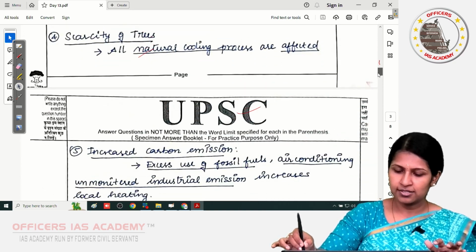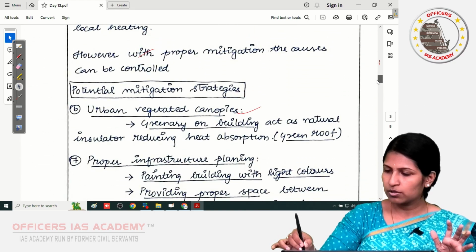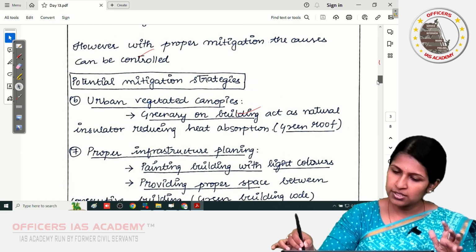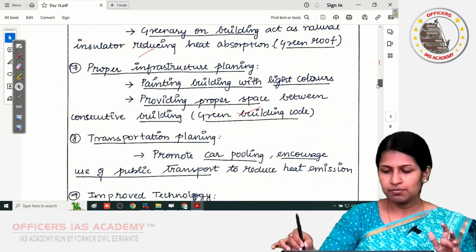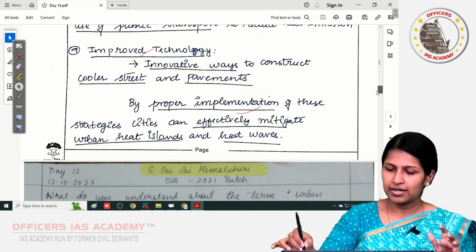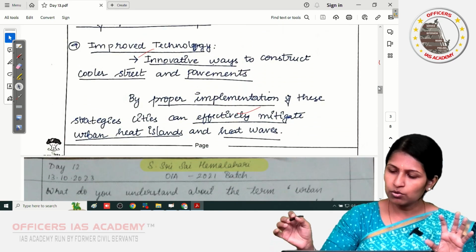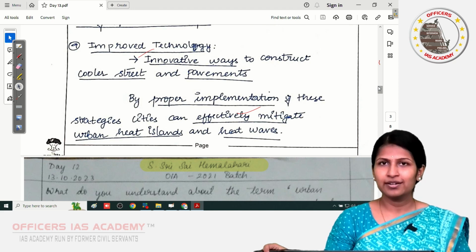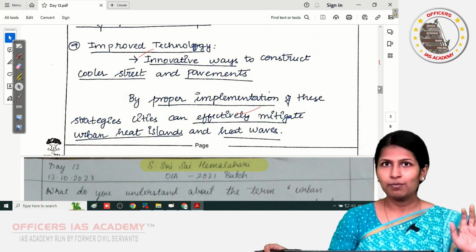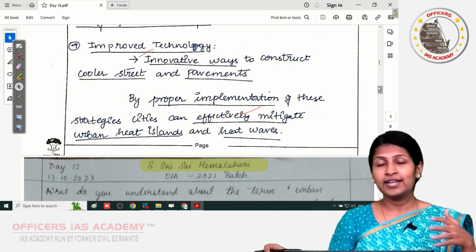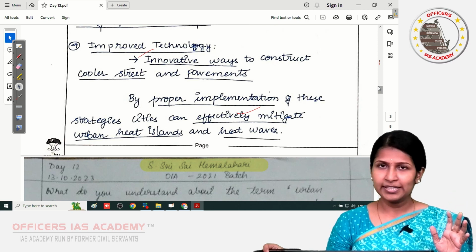And then scarcity of trees, increased carbon emissions. So all the points for the causes are right. And then she's written the mitigation strategies also: urban vegetated canopies, infrastructure planning, transportation planning, improved technology. The conclusion is very generalistic. As I told, you can try to incorporate the impacts of urban heat islands in your conclusion to highlight the importance of the mitigation strategies.